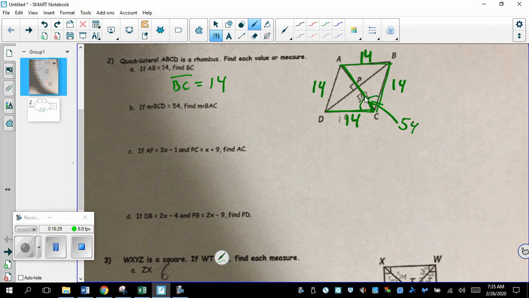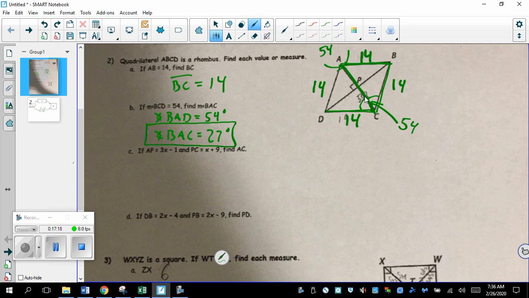Okay. So they wanted to know BAC. Well, if your opposite angles are equal, then when we bisect them, they'll be the same. In other words, if this is 54, this is 54 up here. If we cut those in half, 54 divided by 2 is going to be 27. So let's say BAD equals 54 degrees. Therefore, BAC is equal to 1/2 of that, so it's going to be 27 degrees. So this is your answer. My apologies, I forgot about that.